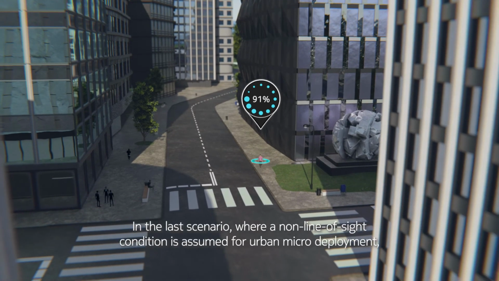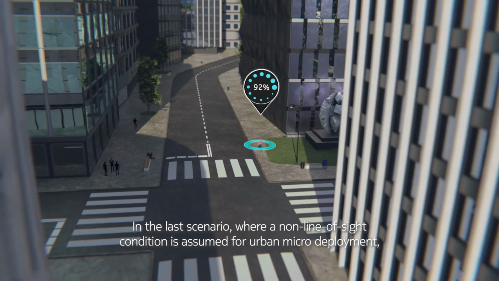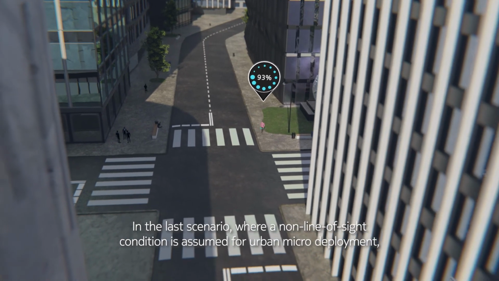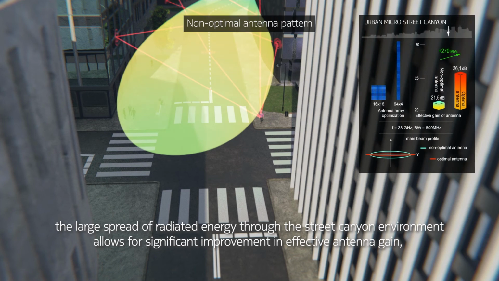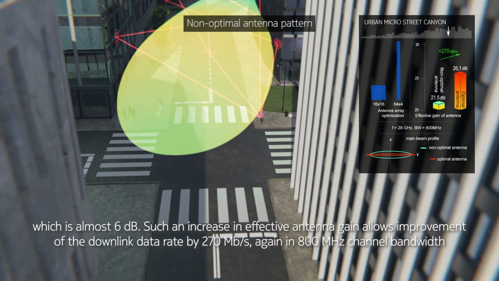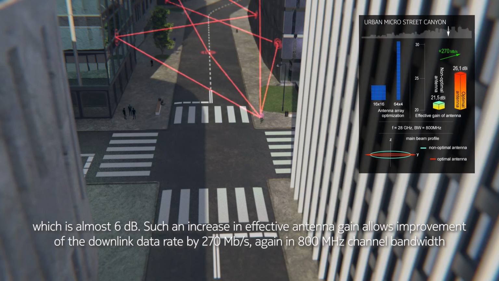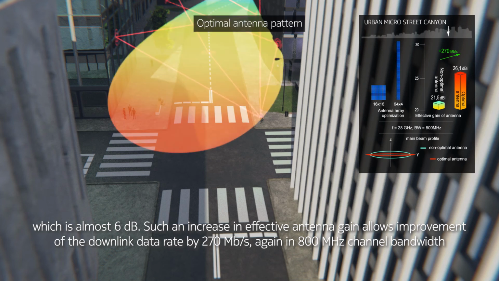In the last scenario, where a non-line-of-sight condition is assumed for urban micro deployment, the large spread of radiated energy through the street canyon environment allows for significant improvement in effective antenna gain, which is almost 6 dB. Such an increase in effective antenna gain allows improvement of the downlink data rate by 270 megabits per second, again in 800 MHz channel bandwidth.